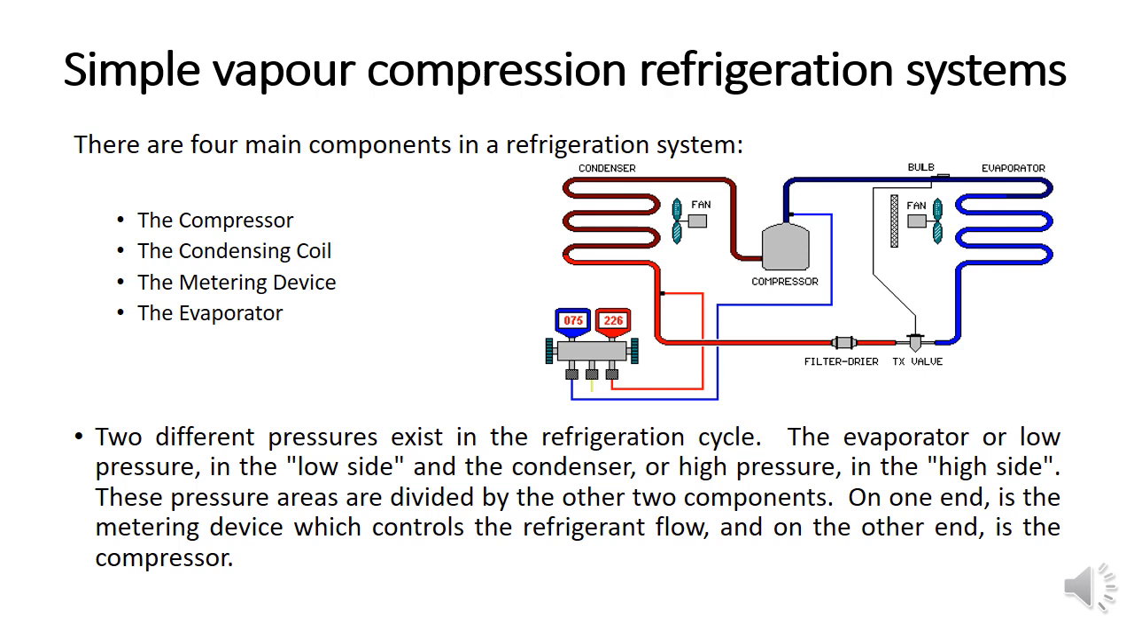So on the one hand, there is the metering device which controls the refrigerant, and on the other end it is the compressor. So the condenser and evaporator are the two heat exchangers, and then the compressor and the expansion valve, or you can say the metering device.